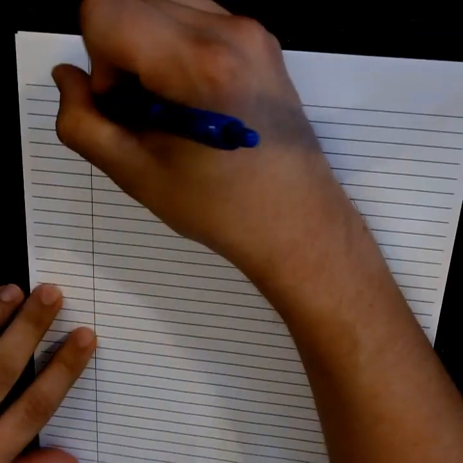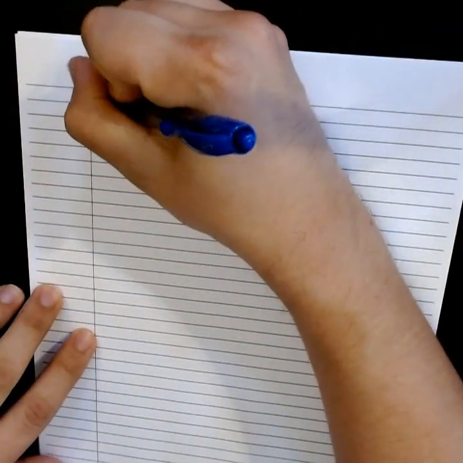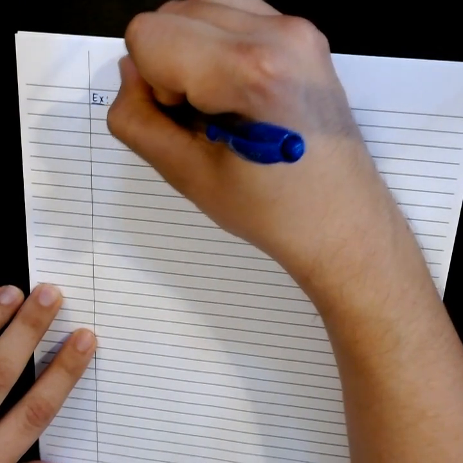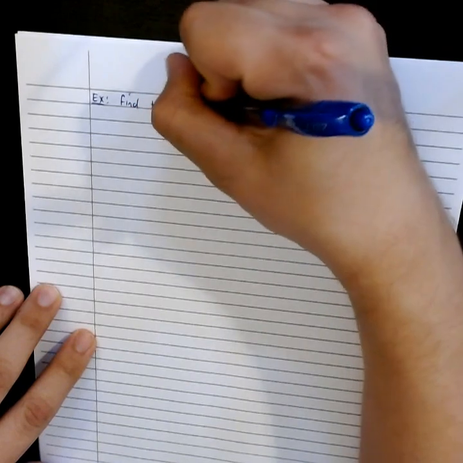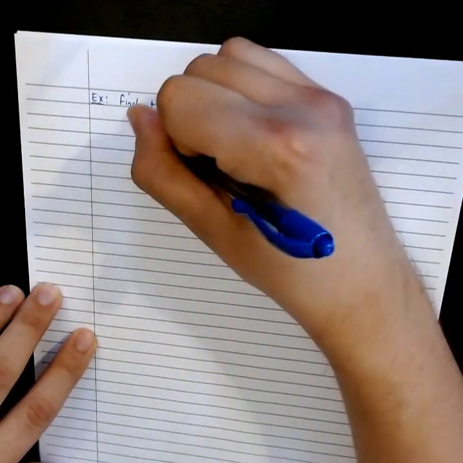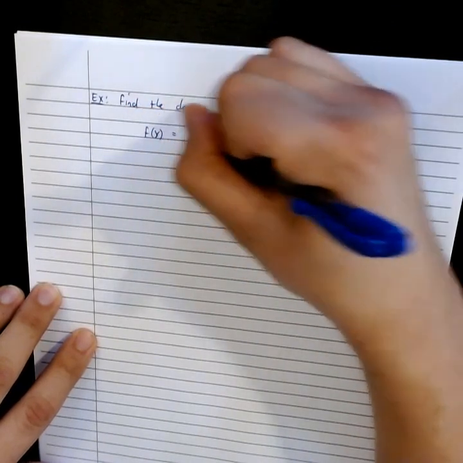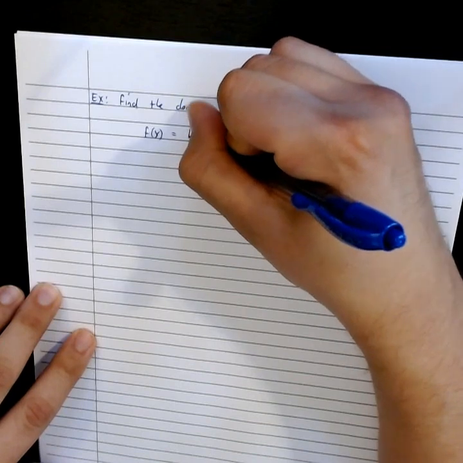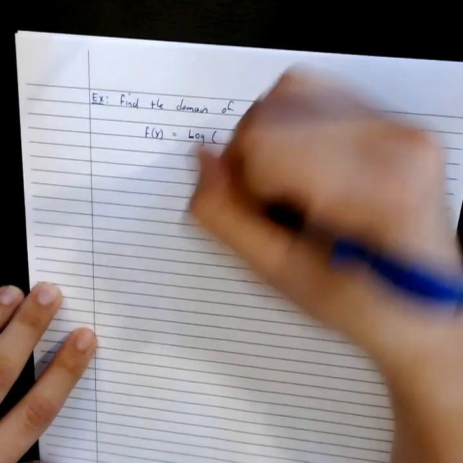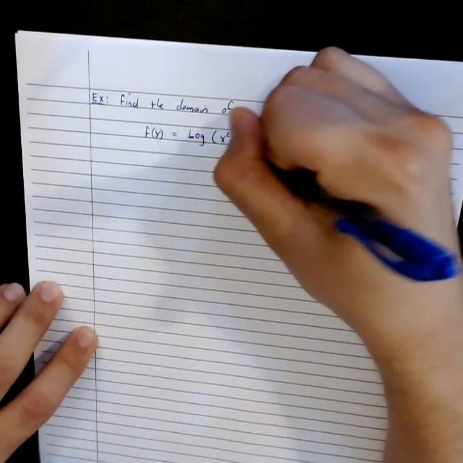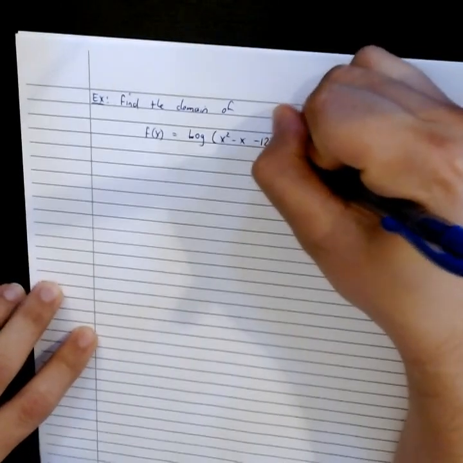So for our last example, same kind of problem. Let's go ahead and find the domain. We don't need the full graph, just find the domain of, let's take the function f of x to equal, let's use the common log, so log base 10, right? The common log of x squared minus x minus 12.